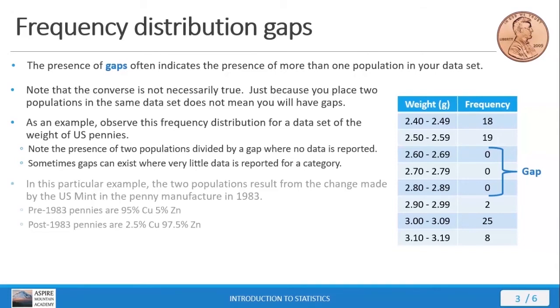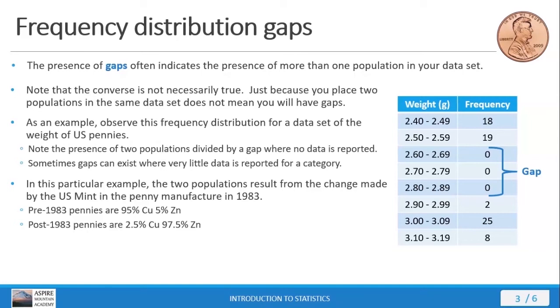Now, in this example here, you've got two different populations because there was a change made in how the U.S. Mint manufactured pennies. This change occurred in 1983. So if your penny was manufactured before 1983, then your penny was composed of 95% copper and 5% zinc. But after 1983, pennies began to be made with 2.5% copper and 97.5% zinc. Zinc, being a less dense metal than copper, is much lighter than copper. And so the pennies that we see up top that are weighing less were made after 1983. The pennies down at the bottom of the frequency distribution were then made before 1983.